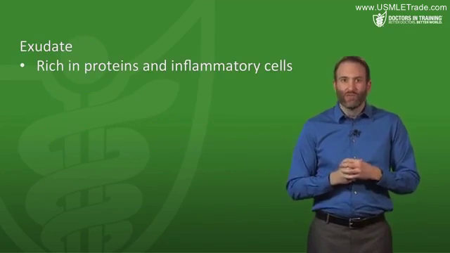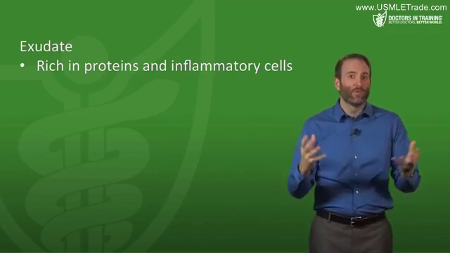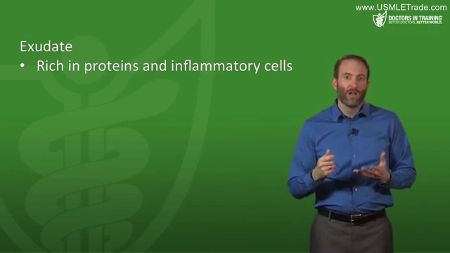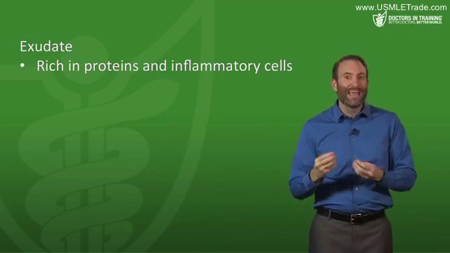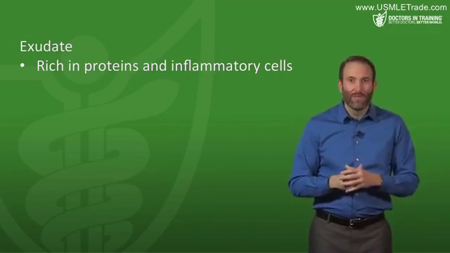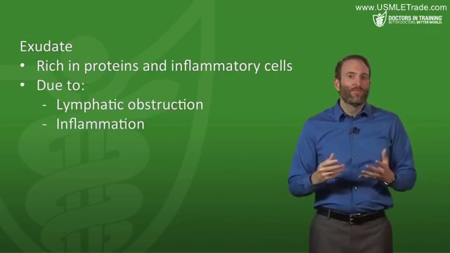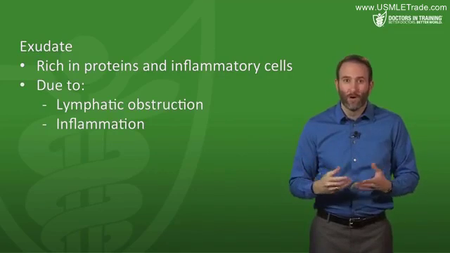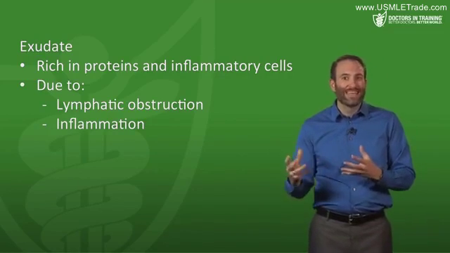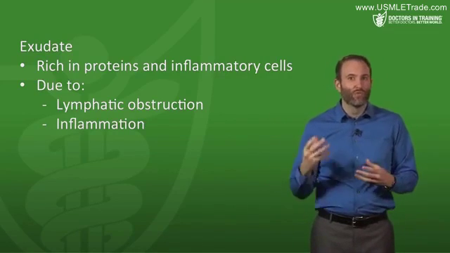Exudate has a lot of stuff in it, so it's rich in proteins, it's rich in cells, specifically inflammatory cells. Now, one student sent in a mnemonic that the EX in exudate can remind you that exudate has extra stuff in it. So maybe that can help you remember it. Now, exudate can form due to lymphatic obstruction, also inflammation that we talked about so far. And we'll talk about transudates and exudates again when we get to ascites and cirrhosis in the GI section.